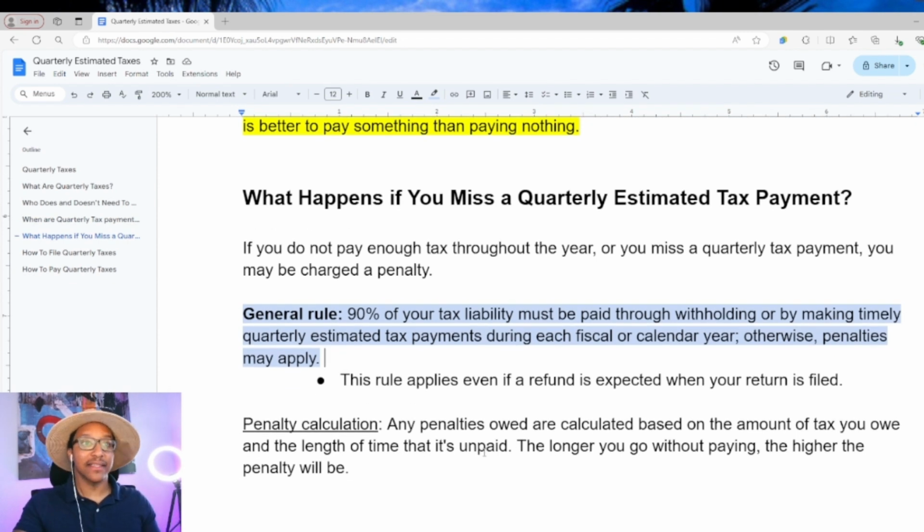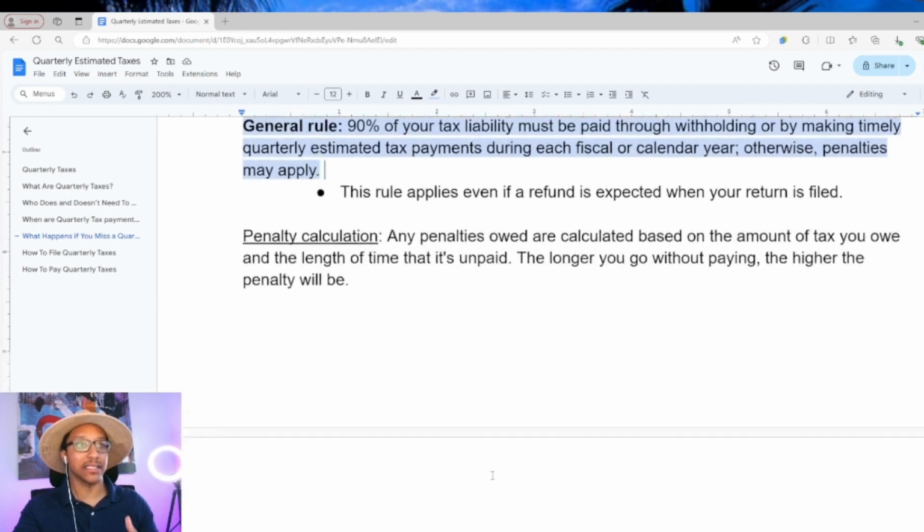Now, the penalty calculation is based on the amount of tax you owe and the amount of time it's unpaid. The longer you go without paying, the higher the penalty will be. This is why it's very important that if you cannot pay the full bill, pay something, because at least that will reduce the amount due, which furthermore will reduce any penalties that's associated with that unpaid balance.